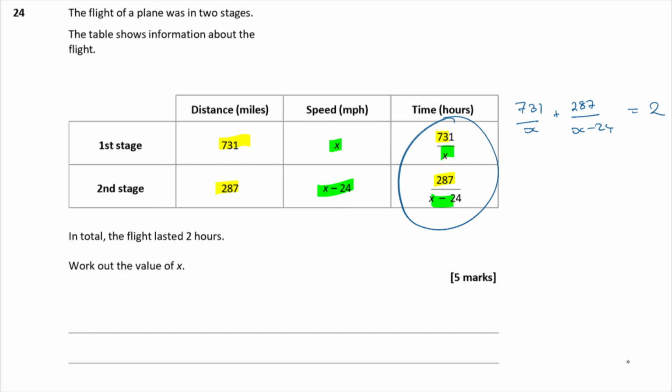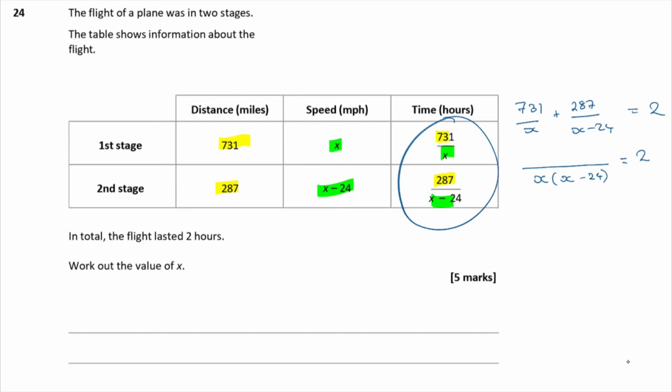Okay, so first off, when you're adding fractions together, you need a common denominator, and we're going to form that common denominator by multiplying x and x minus 24 together. It's a bit like if you had halves and thirds, then the common denominator would be 2 times 3, it would be 6, wouldn't it? So how many times does x go into x times x minus 24? It goes in x minus 24 times.